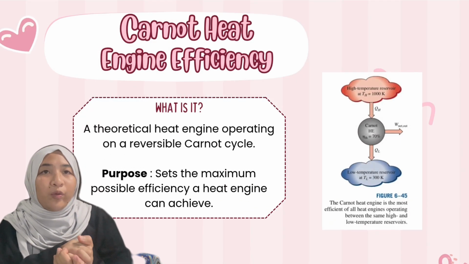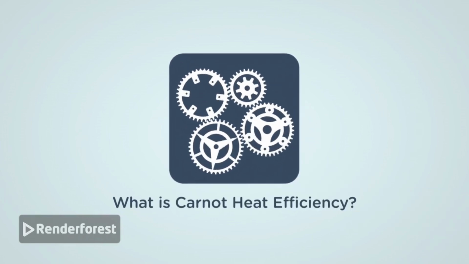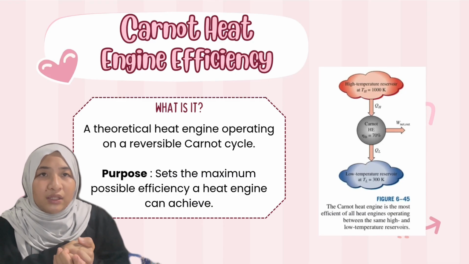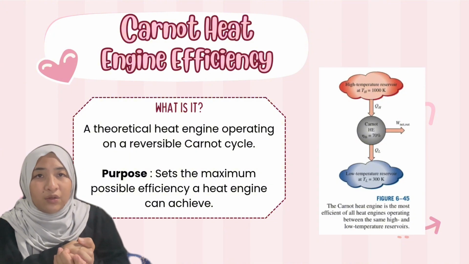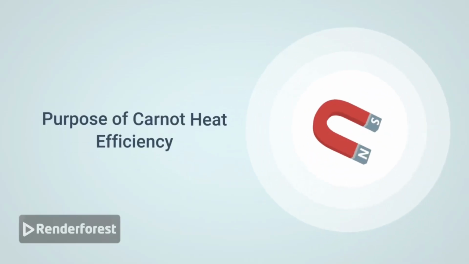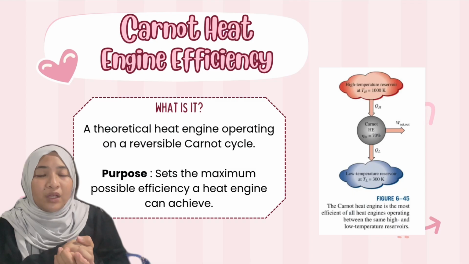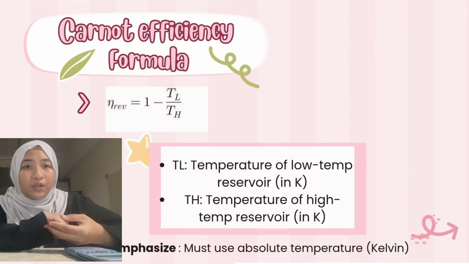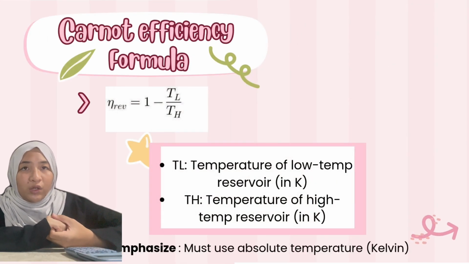Okay, today we will explore the Carnot heat engine efficiency. It is a theoretical heat engine operating on a reversible Carnot cycle. The purpose of the Carnot heat engine efficiency is to set the maximum possible efficiency a heat engine can achieve. So, from the theoretical value, we know that the Carnot efficiency is 0.7. So, how do we get this?